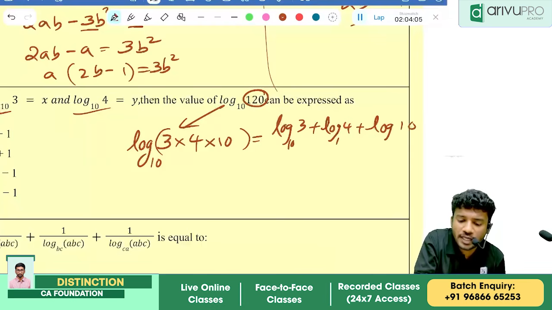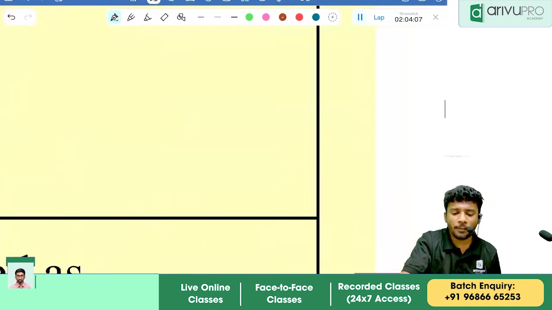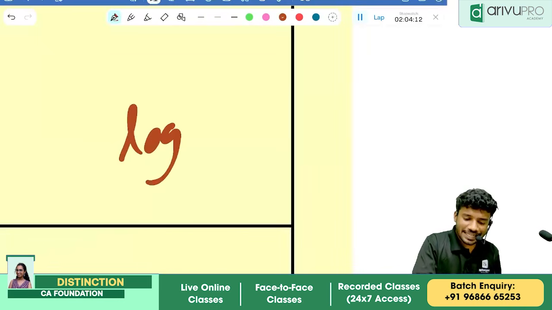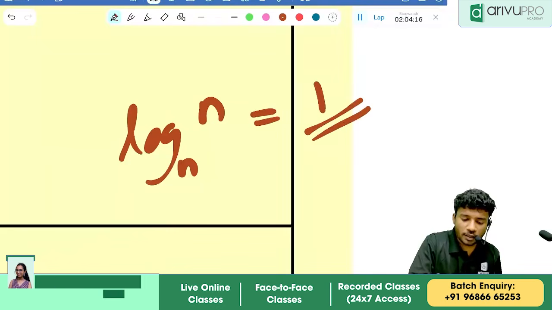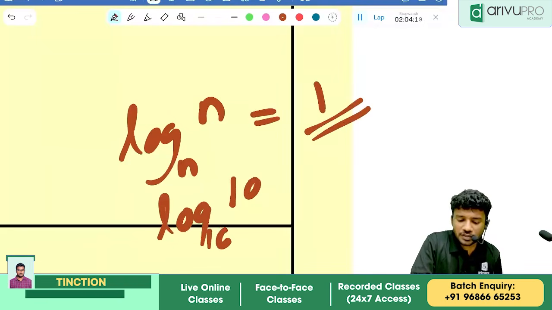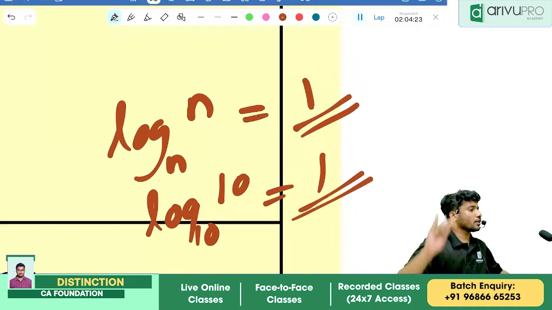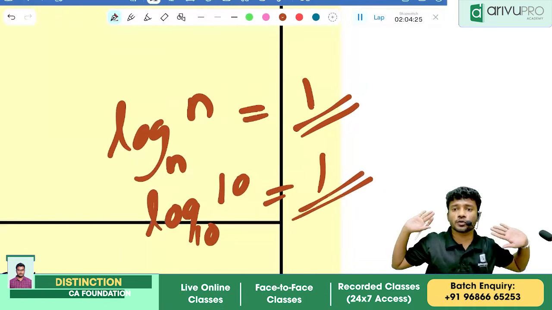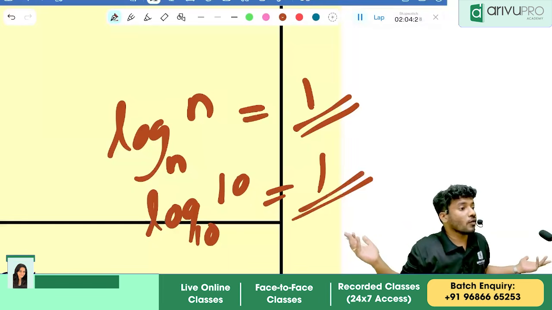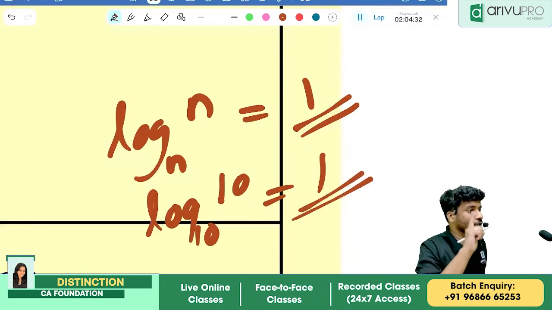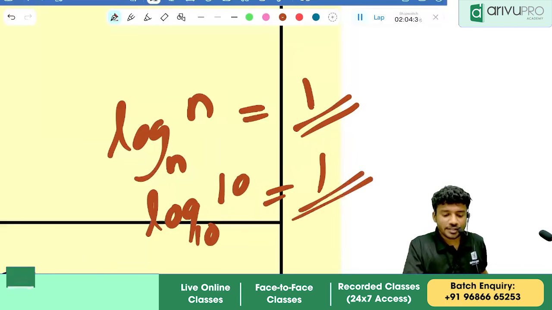Now one more thing I will teach you. Log of any number to the same base is what? For example, log of n to the base n is equal to 1. Log of 10 to the base 10 is 1. Log of 30 to the base 30 is 1. Log of 1000 to the base 1000 is 1. Why 1? Because only one 10 should be there in order to get 10. That is the reason.